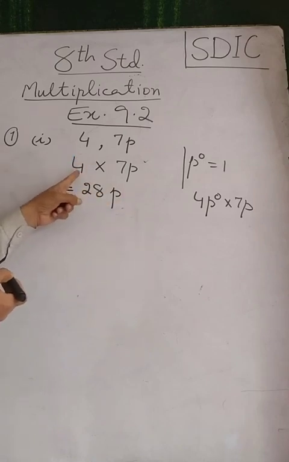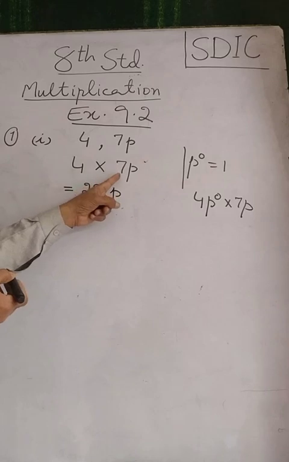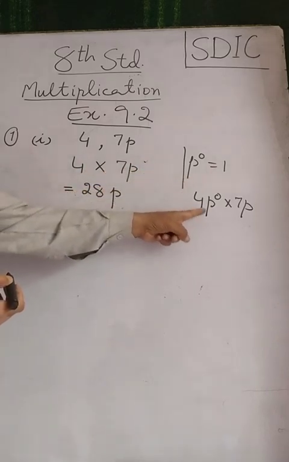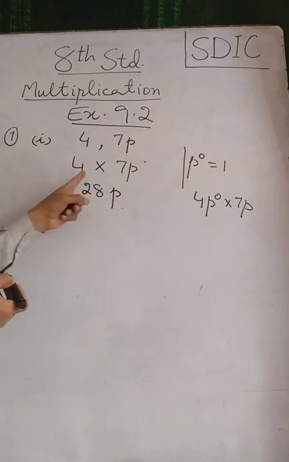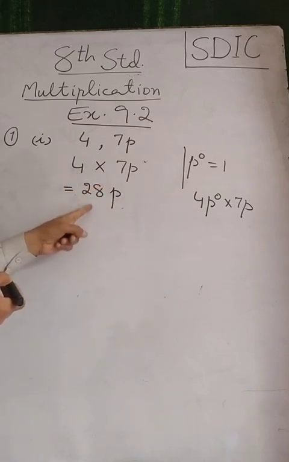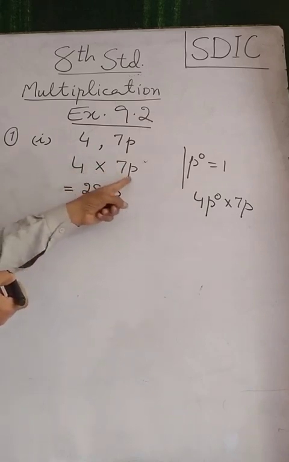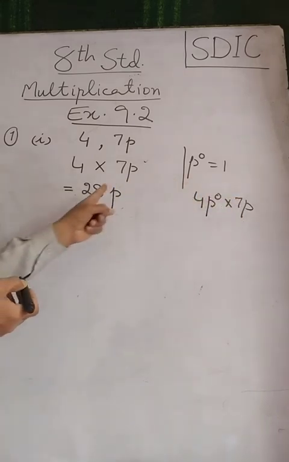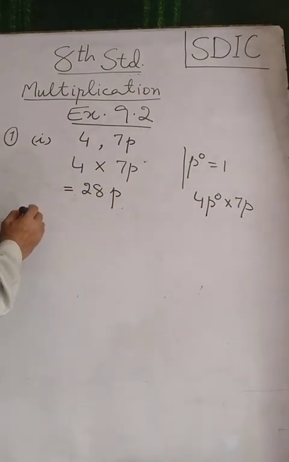What did we get? How did we get this? We multiplied 4 by 7, coefficient by coefficient. This is the coefficient here, coefficient of p raised to power 0. I have just now explained. So 4 7s are 28. Then we multiplied that p raised to power 0 by p. Bases being same, we added powers. We got 28p.